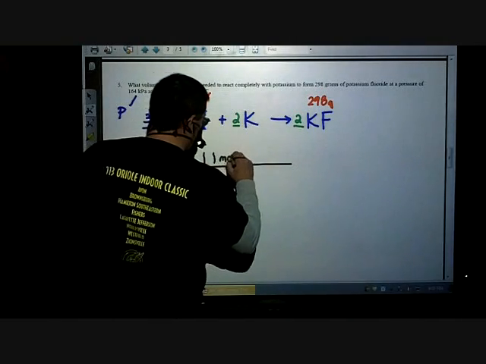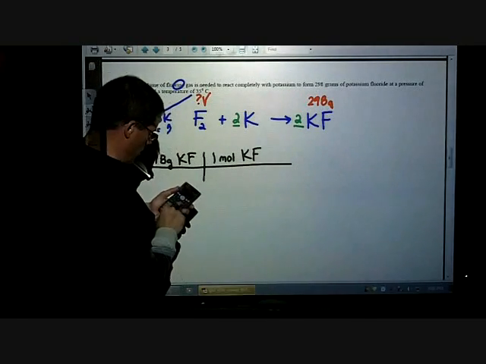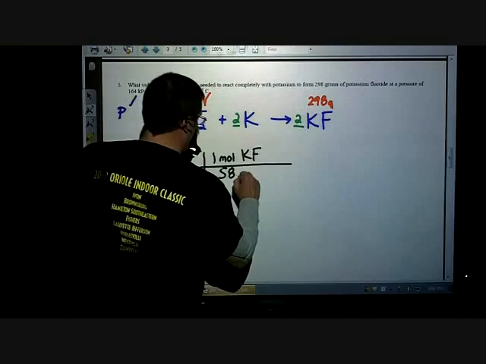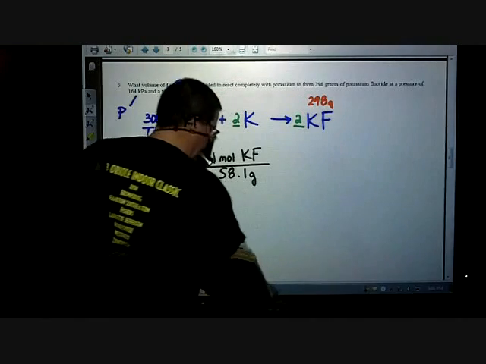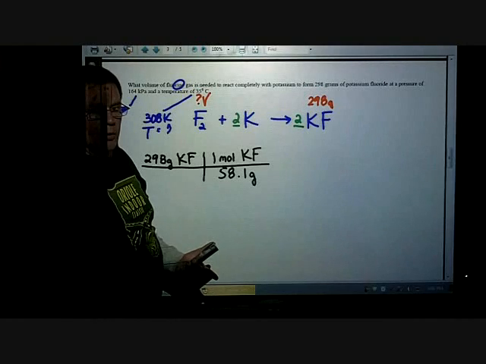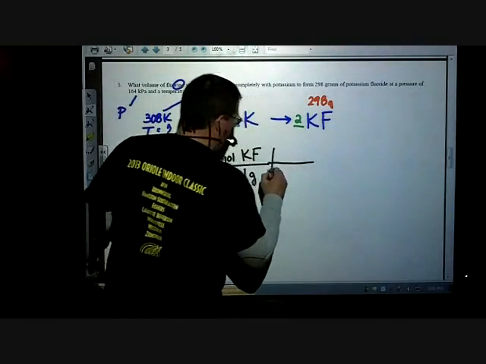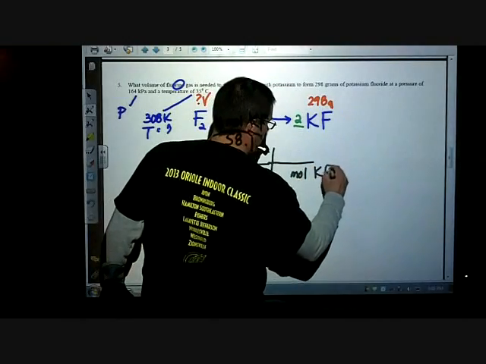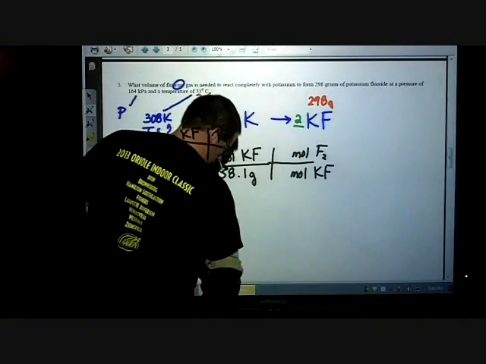So 1 mole of potassium fluoride. And again, the potassium is 39.1 grams plus fluorine is 19. So our molar mass is 58.1 grams. Okay. Now, since we are not at STP, we can't go one more step and change it to our volume of 22.4 liters. However, we do need to go one more step and change the moles of potassium fluoride into moles of fluorine. So we'll place our moles of potassium fluoride at the bottom here and the moles of our fluorine on top. What values go in each of these?